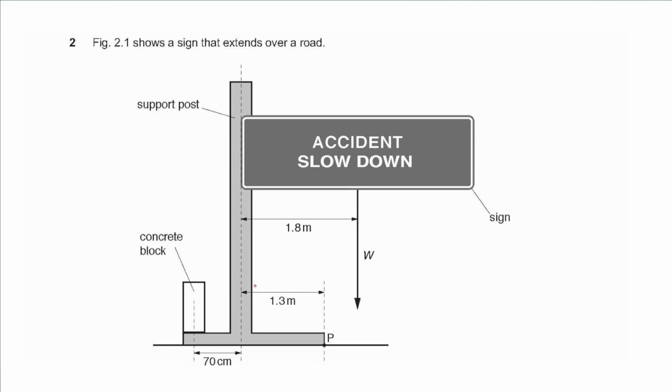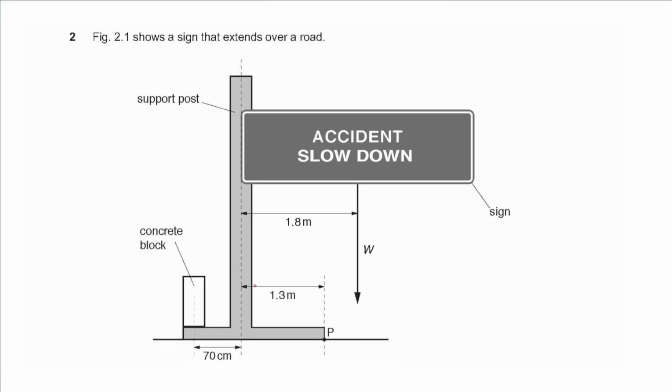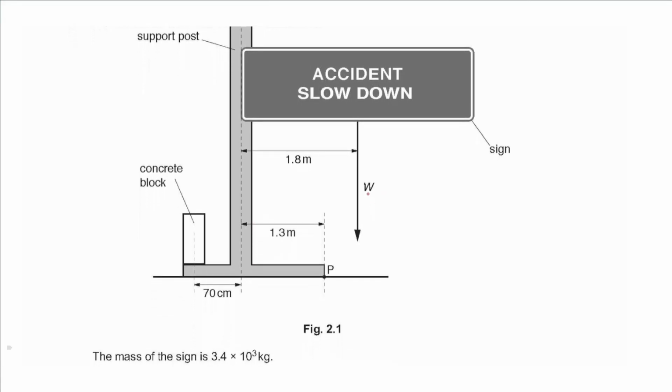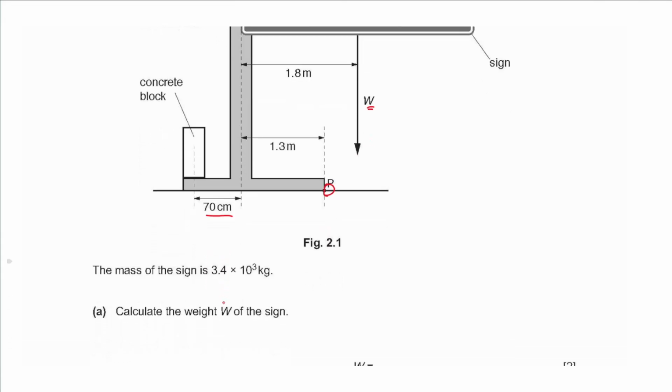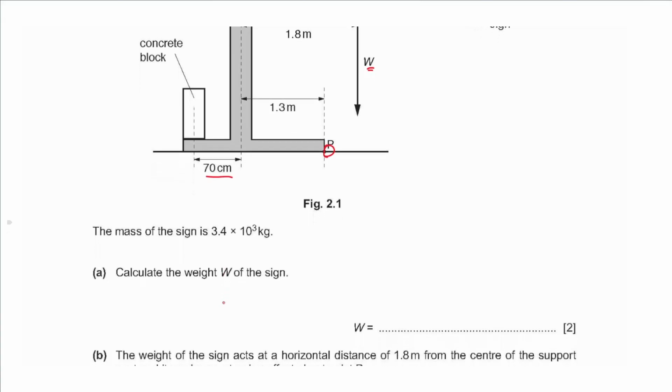Question 2 says figure 2.1 shows a sign that extends over a road. We have the sign with the unknown weight here and the distance from the center of the pole 1.8 meters, and there is a point P at a distance of 1.3 from the center, and there is a concrete block at a distance of 70 centimeters, not meters, from the center of the pole. The mass of the sign is 3.4 times 10 to the power of 3 kilograms. Calculate the weight of the sign.